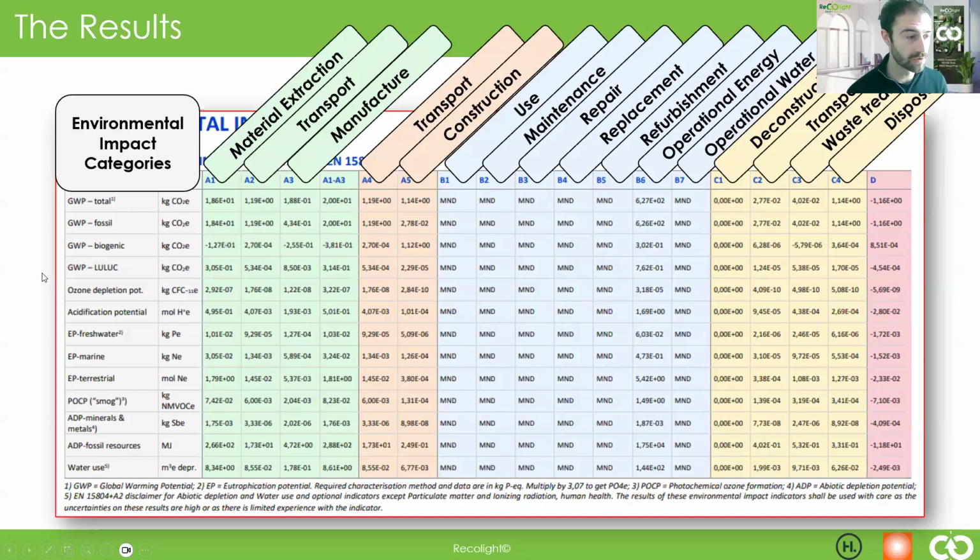But then you've got other impact categories: ozone depletion potential, acidification potential, smog, water use. All these different impact categories have to be declared within an EPD, and that's what gives this table such a comprehensive overview. What this means is you can take a specific impact category and a specific life cycle stage and read off the data from there accordingly.